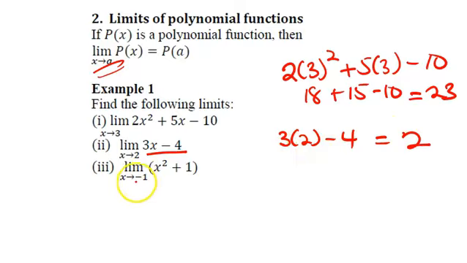The last one: limit as x tends to minus 1 of x squared plus 1. As usual, you plug in minus 1 in the function. So we have minus 1 squared plus 1. Minus 1 squared is 1, plus 1.